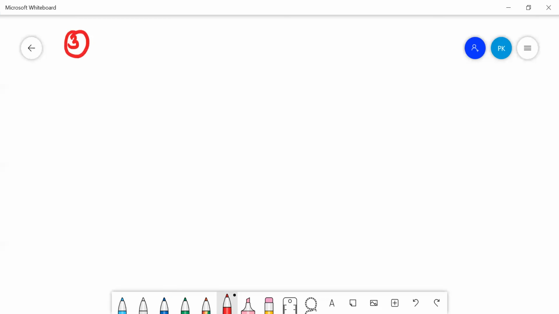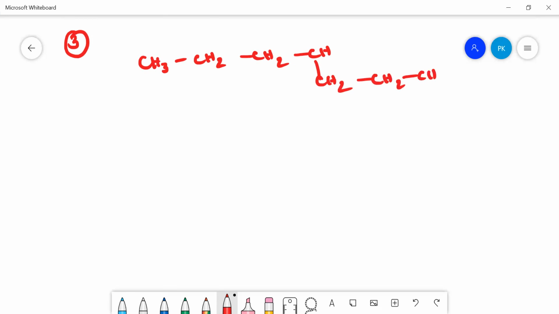Third one. Now try to write the IUPAC naming of this one. First rule you follow, students. What is the first rule here? Select the longest carbon-carbon chain.